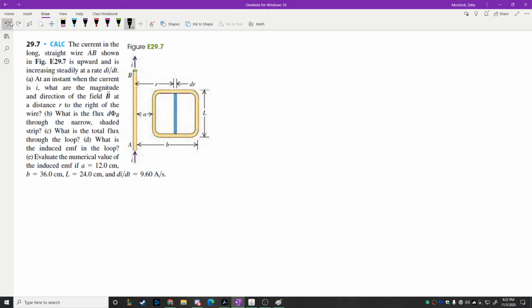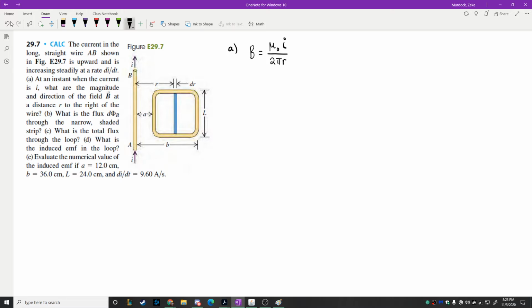All right, we'll go through this one step at a time. Part A: at an instant when the current is I, what are the magnitude and direction of the magnetic field at a distance r from the wire? We could use Ampere's law, or we could just say it's a long current-carrying wire with current I, and at a distance r away there's going to be a magnetic field with that value right there.